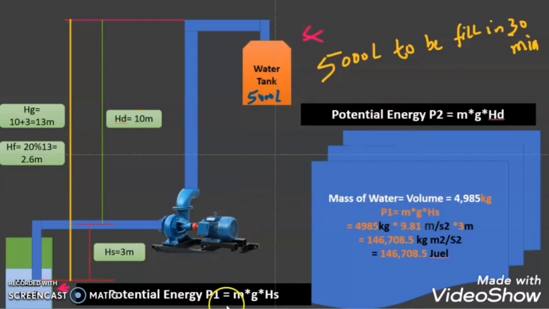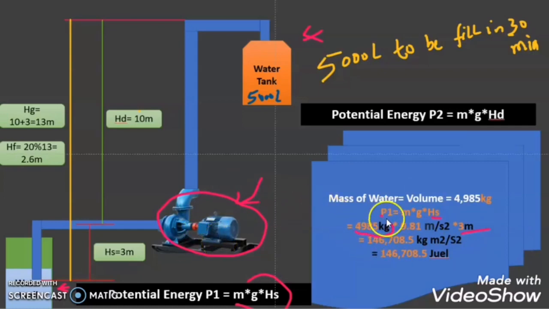So what is the potential energy? Potential energy is equal to mass into gravity into head. So the head for the water well case is what? Mass we calculated 4,985, gravity we know 9.81, and head is 3 meter, right? I'm writing the units also so you will not be confused, because in calculating the pump, the unit's role is very important. If you change the unit, then your answer will be wrong. So I'm writing the units also so you will understand it more clearly.